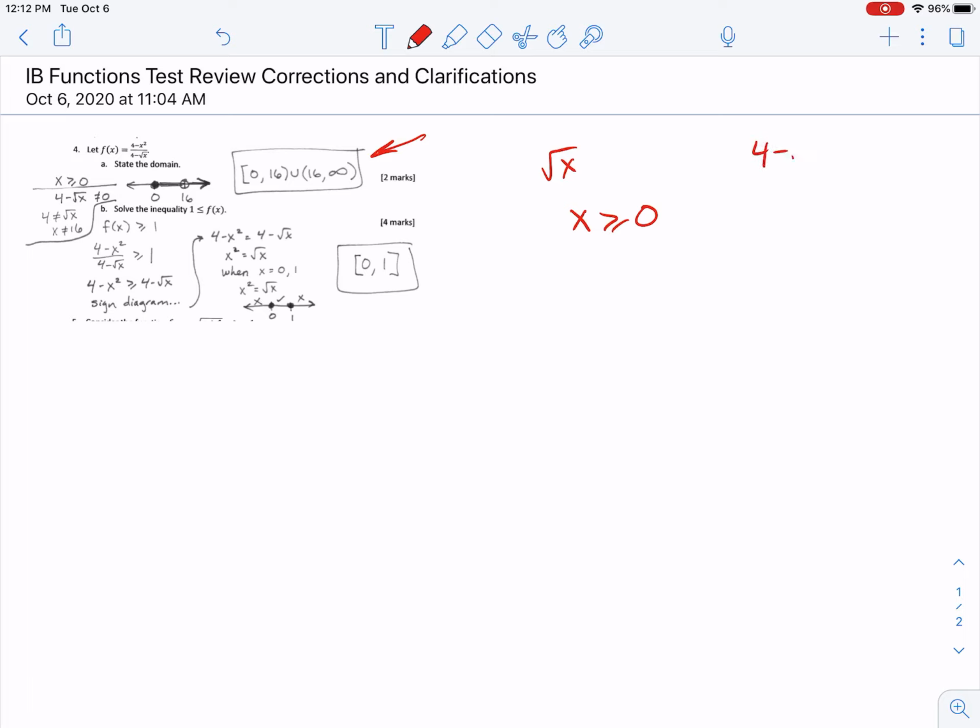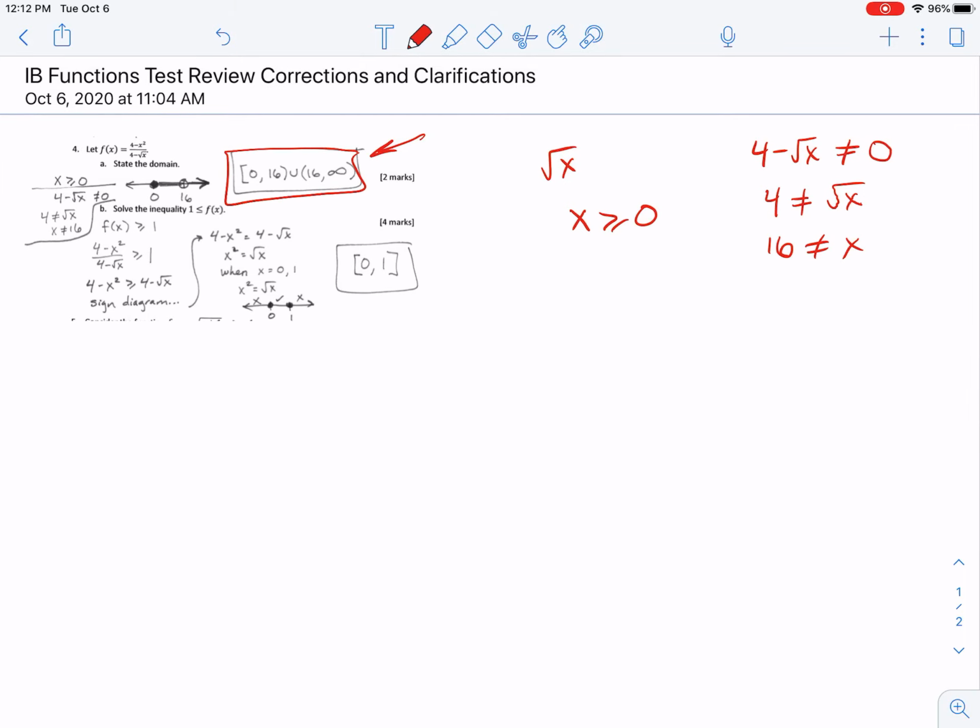So the denominator had better not equal 0. I have that 4 cannot equal the square root of x. If I square both sides, 16 cannot equal x. And so that's how we got the domain right here. That was not my mistake. The mistake comes in a second.